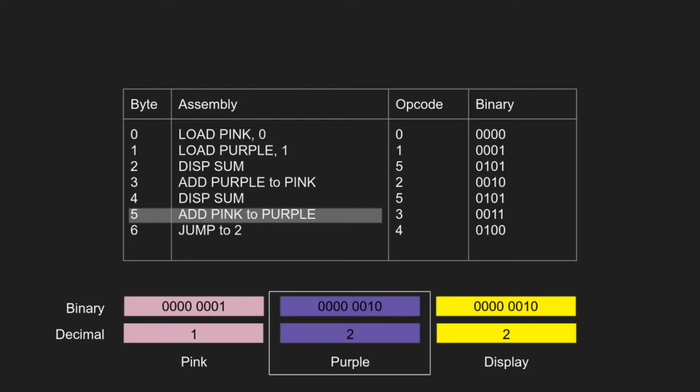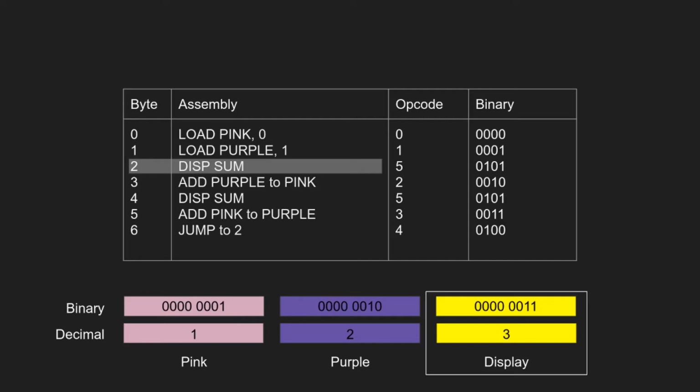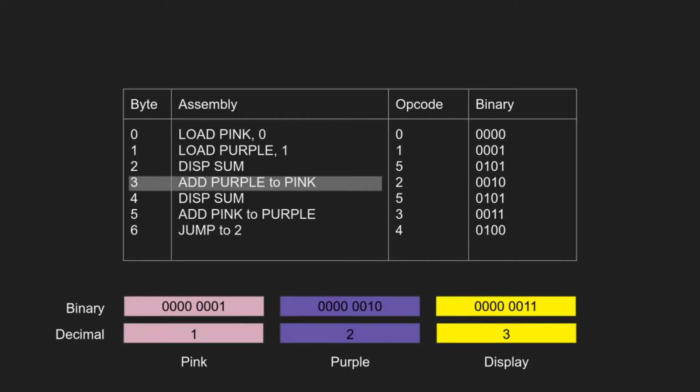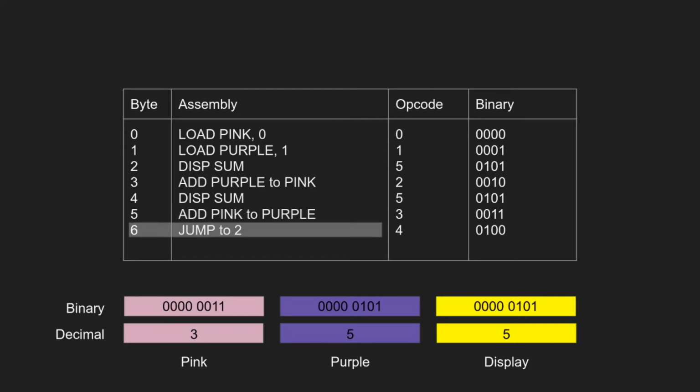And then we get to the jump instruction. Now the jump instruction is going to change which address we're reading the next instruction from. So jump to 2 is going to take us back up here. So we're going to do this thing in a loop. So now what we will do is display the sum again. Now pink plus purple is 3, so we get 3 on the display. And then we'll add purple to pink. 2 plus 1 is 3. Then pink becomes 3. Display the sum. Now the sum will be 2 plus 3 is equal to 5. And then we'll add pink to purple. We get 5. And then we'll jump back up to the top again.